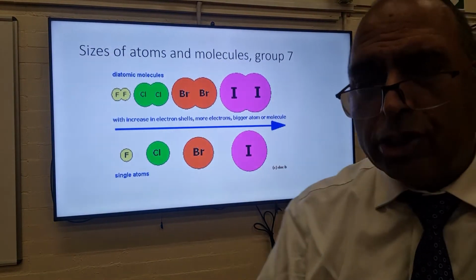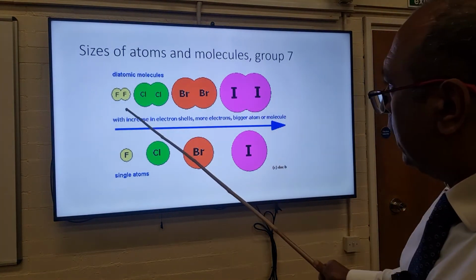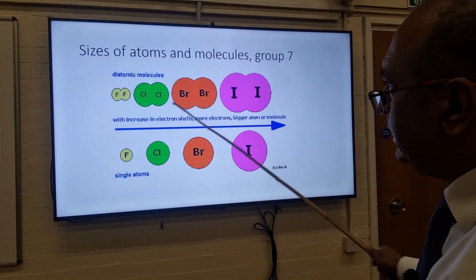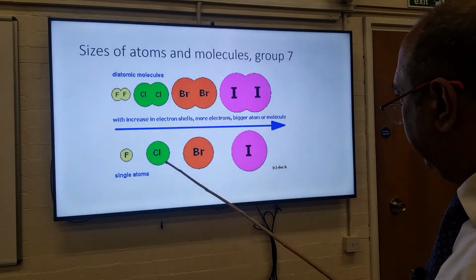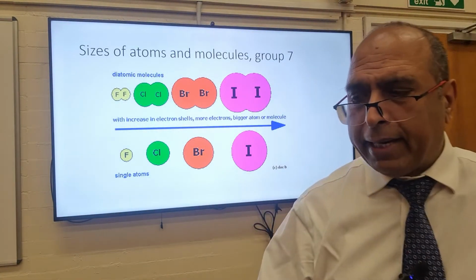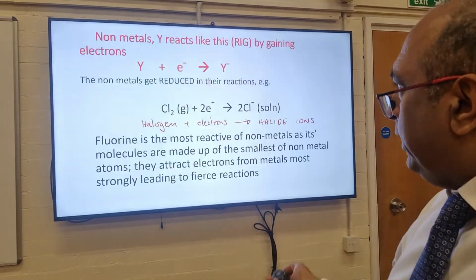So here we've got sizes of atoms and molecules. As you go down the group, the atoms are getting bigger and bigger and bigger, and as they get bigger, they're not going to be able to attract electrons as strongly.